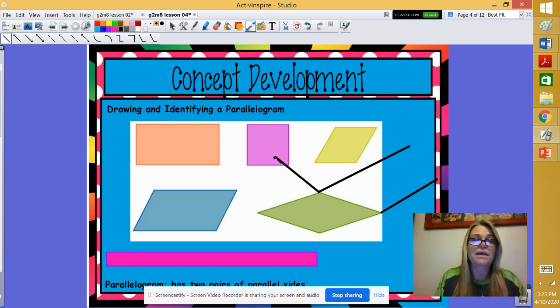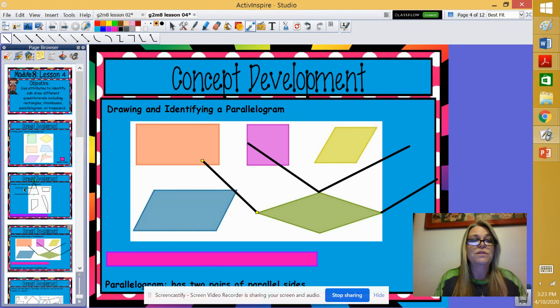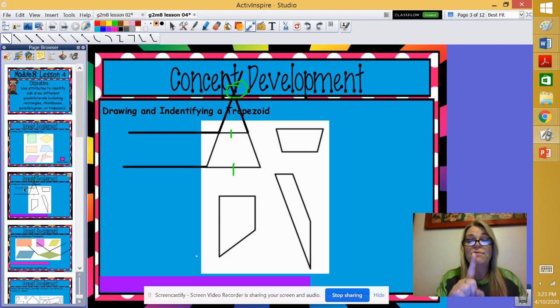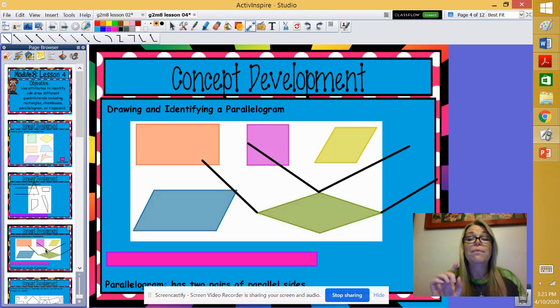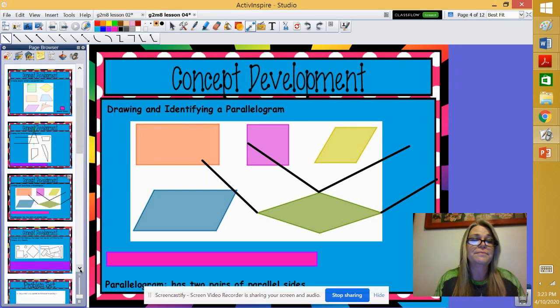Let's check another side of the same shape. Because remember, a parallelogram has two pair of parallel sides. The same with this side. As we extend those sides out, they're not going to touch. So we have trapezoids that have one pair of parallel lines and parallelograms that have two pair of parallel lines.